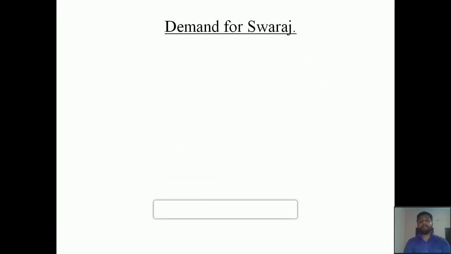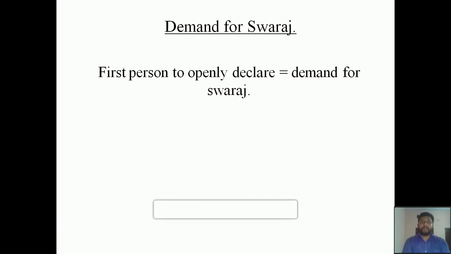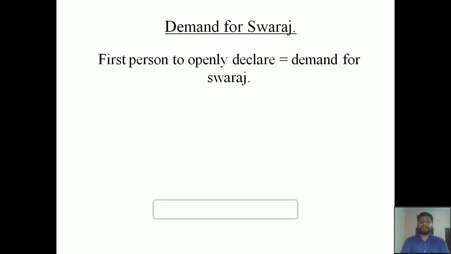First one, demand for Swaraj. He was the first person to openly declare a demand for Swaraj. So, for the first time in the history of India, a person without any fear started to demand Swaraj rather than asking for it. He demanded it rather than asking or begging for Swaraj.